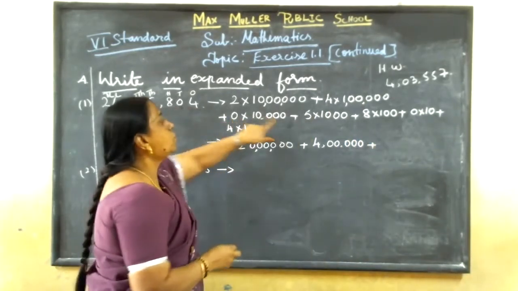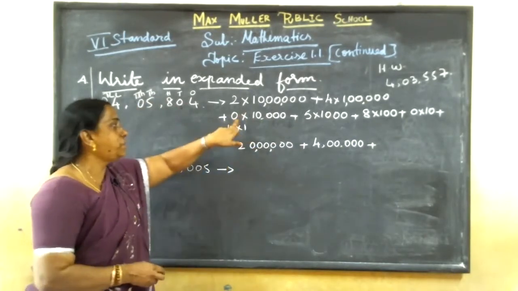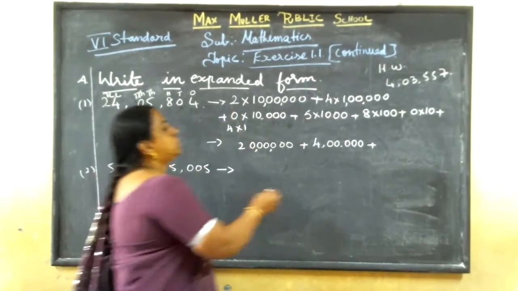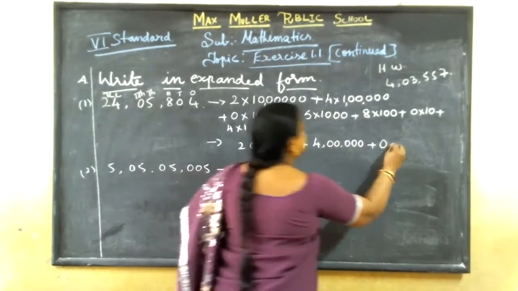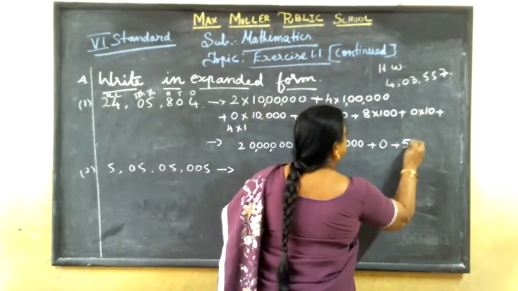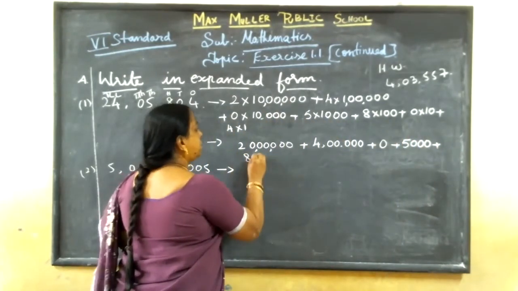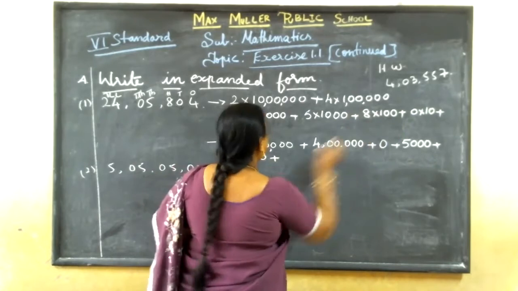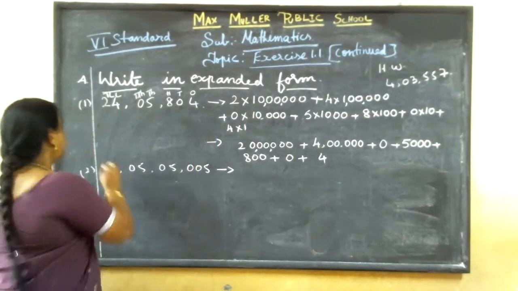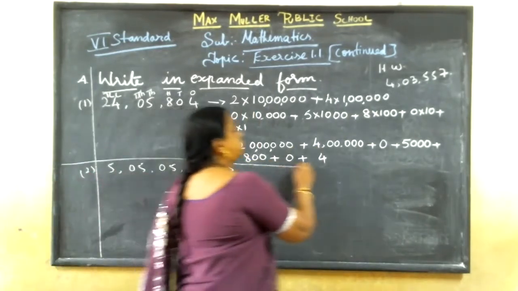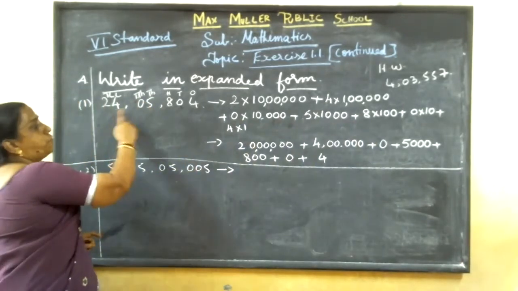Plus here 0 into 10,000. If you multiply any number by 0, as I explained while explaining multiplication, what will you get? 0. So no need to write like 0, 0, 0, 0; one 0 is enough. Next, plus 5 into 1000, 5,000, plus 8 into 100, 800, plus 0 into 10, 0, plus 4 ones are 4. Got it? How to expand given numbers. Here, after each question's answer, you should draw a line. Understood? See here, 24 lakh.